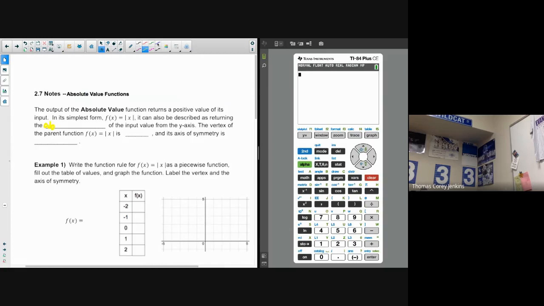That color's not going to work. I think that's what goes there. It's absolute value, but I'll double check on the notes.